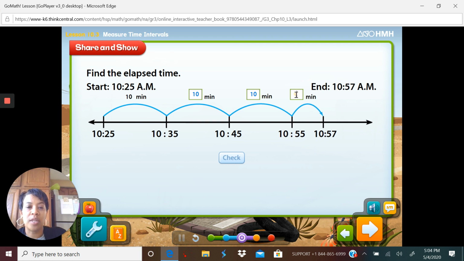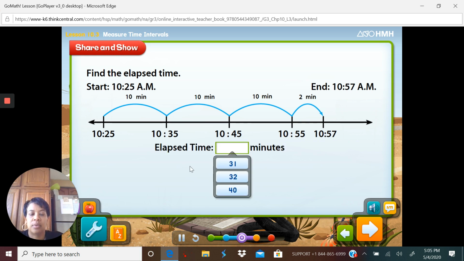Now we got to count by ones, because once we get to 10:55, we have to count every 1 minute to get to 10:57. So from 10:55 to 10:57, 35, 45, 55. We can't do 65. So this is going to be, I think, 2 minutes. Well, that should be a minute because we actually have to do 2 of them. So let's see what they tell us. Yeah, this should be 2 minutes. The elapsed times are 10 minutes, 10 minutes, then 10 more minutes, and then 2 minutes. That's what I should have put.